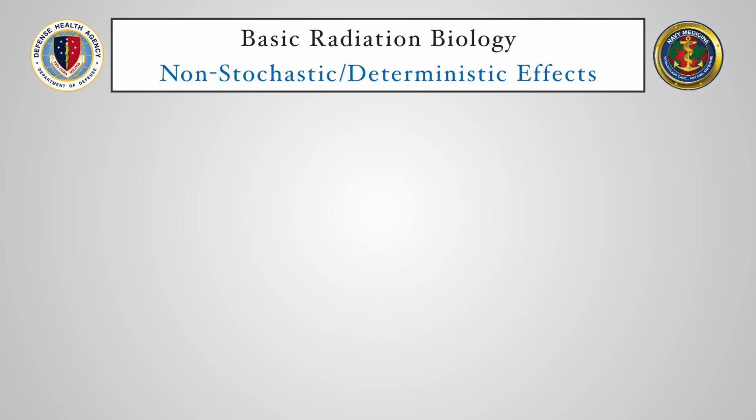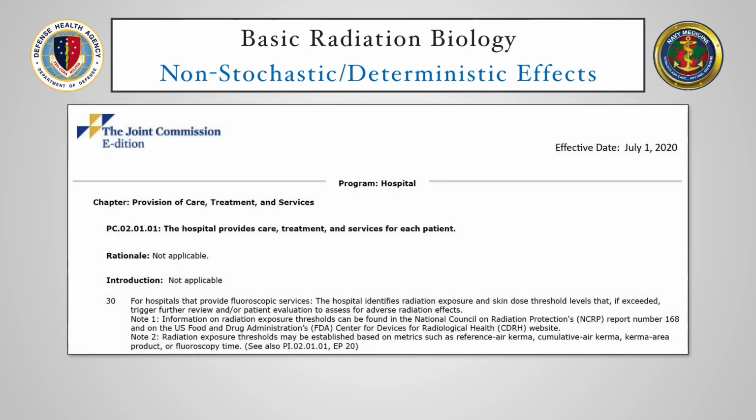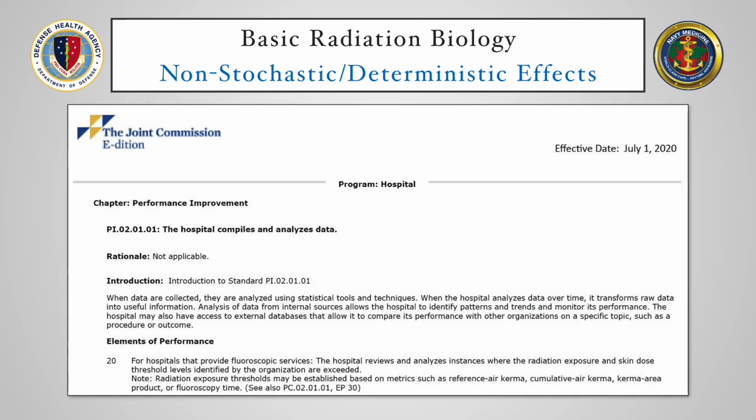Let's take a look at our accrediting body to determine what can be implemented to drive home some safety measures to prevent these from occurring. The Joint Commission's chapter on the provision of care, treatment, and services requires the organization to identify radiation exposure and skin dose threshold levels that, if exceeded, trigger further review and/or patient evaluation. Additionally, the Joint Commission's Performance Improvement chapter requires hospitals to review and analyze instances where the radiation exposure and skin dose threshold levels identified by the organization have been exceeded.